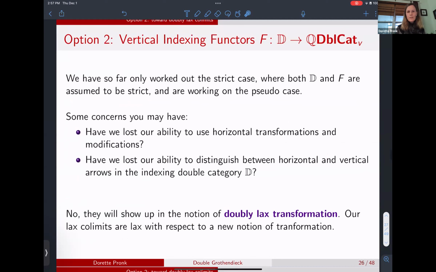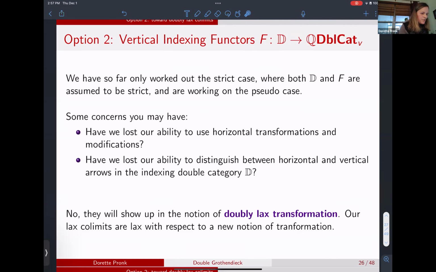So the other way to do this was, well, let's look at functors into Q double cat V. And you may have some concerns because you might be like, what happened to the horizontal part? Are you really going to be able to say something about horizontally and vertically? And the answer is yes, although I have to be honest, vertical does get some preference here. But horizontal does get a role to play, and we'll see what kind of things it can do.